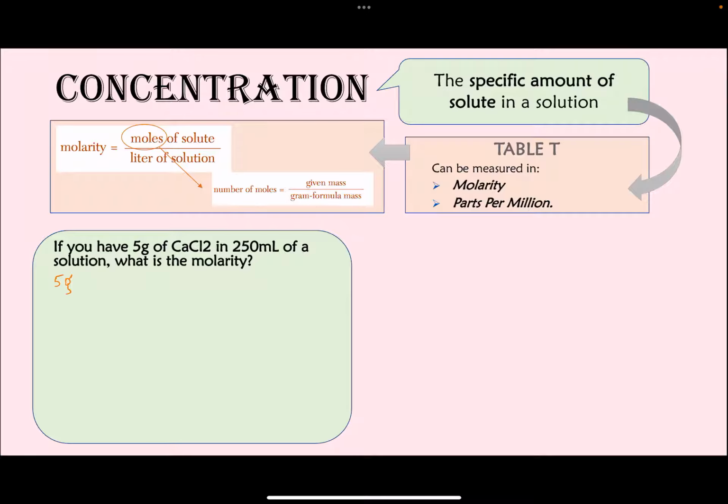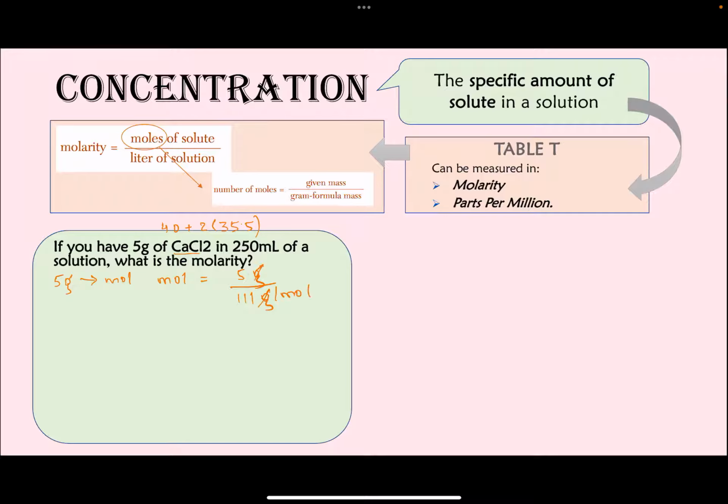So let's go from 5 grams to moles. To do that, I'm just going to use the equation. Moles is equal to the given mass, which is 5 grams, divided by the gram formula mass of calcium chloride. Calcium has a mass of 40. We're going to add that to 2 chlorine. One chlorine has a mass of 35.5. So when you do the math, it's going to add up to about 111 grams per mole.